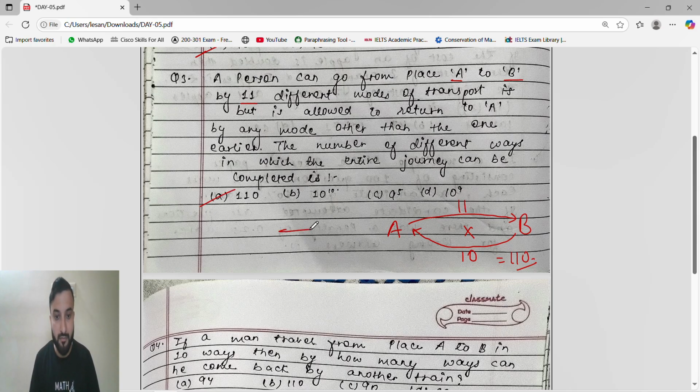Okay, we know that there are two possibilities. First is for going, another is for coming. So for going, it has all the 11 modes of transport. It can use any one and it can go. So 11 possible ways. And for coming back, it will not take the one earlier by which it went. By coming back, it has to come by another. So how many ways? Yes, the 10 ways are there. So 11 into 10, it will become 110. You can do it like this also or like this also.